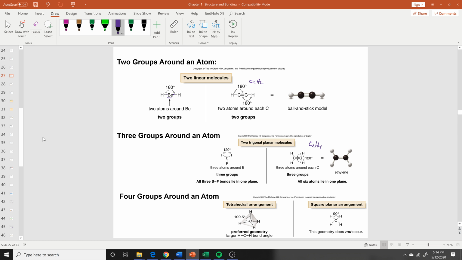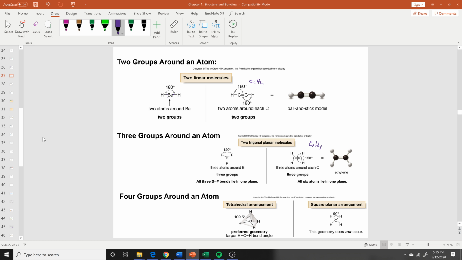If you have four groups around the central atom, then the preferred geometry is going to be a tetrahedral geometry. To represent a tetrahedral structure, normally we represent it as two bonds in plane, one in front and the other one behind. There are two different types of arrangements where you have four groups around the central atom. One of them has the groups farthest apart, with a bond angle of 109.5, and the other one has the bond angle between the groups at 90 degrees. This is called a square planar arrangement.